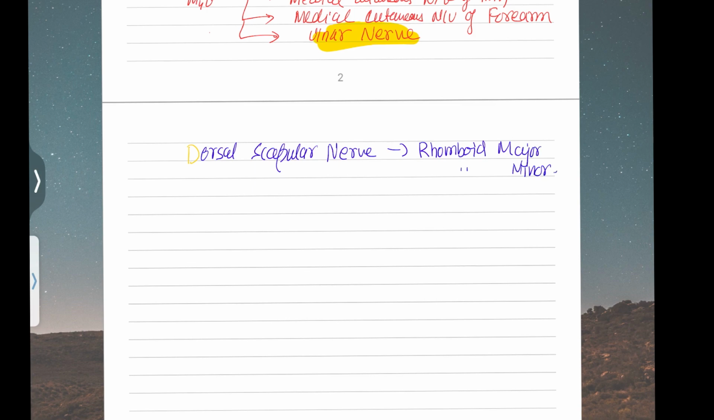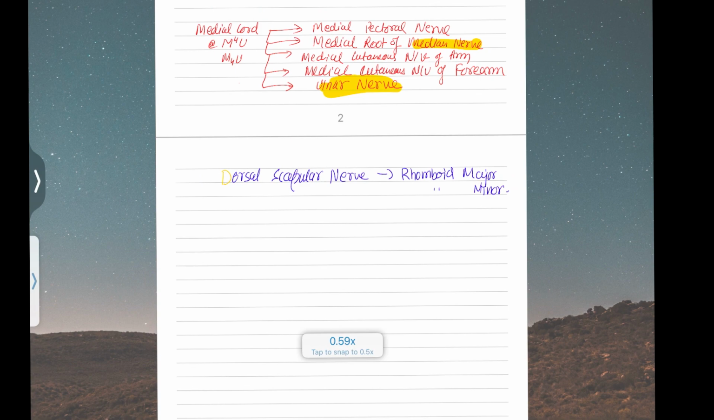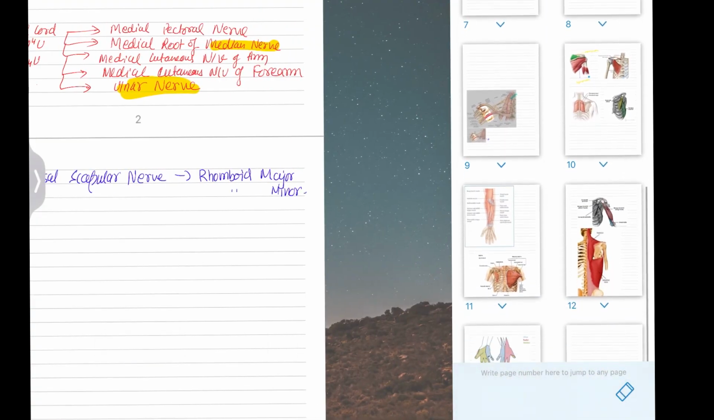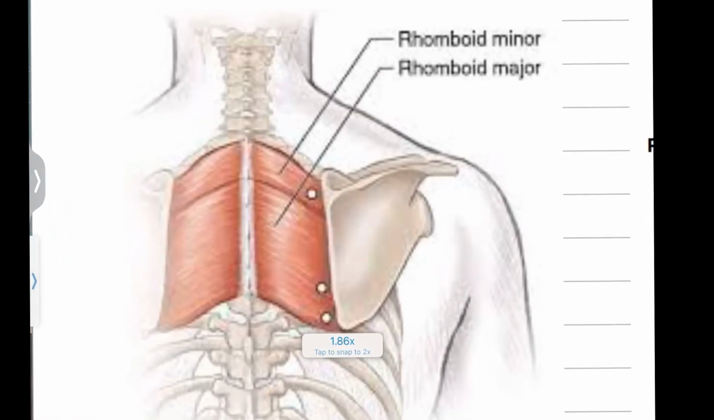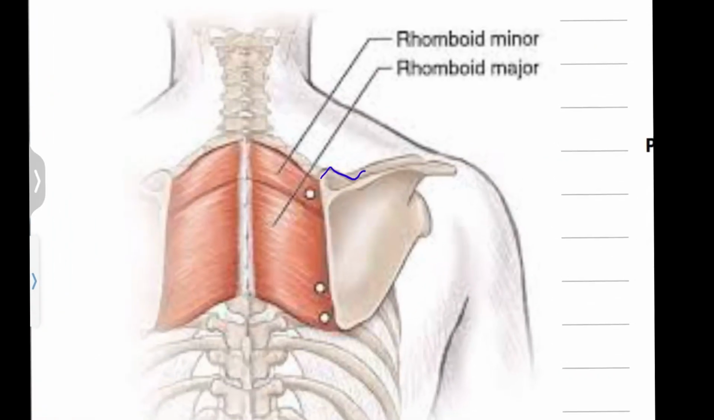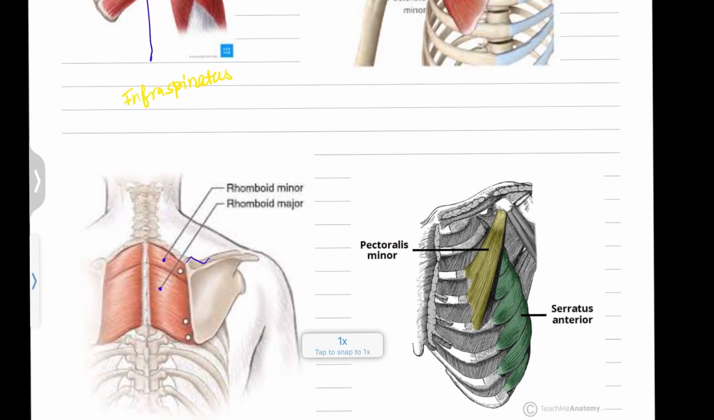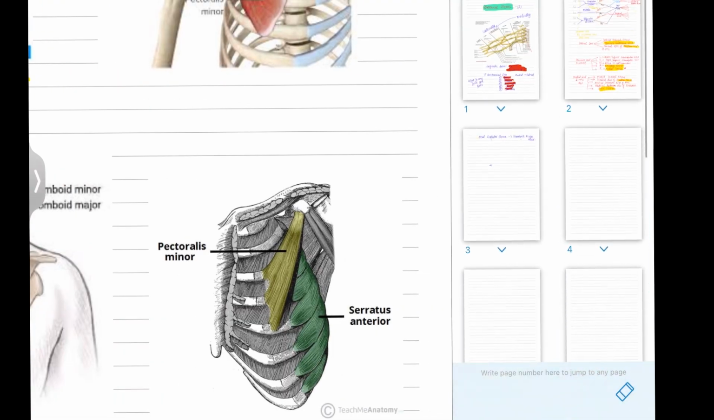So where are these muscles located? If there is your scapula, let me show you. I have brought that picture, yeah, there it is. So see, this is your scapula and you are looking at it from the posterior view, and this is the rhomboid minor muscle and this is the rhomboid major muscle. So the dorsal scapular nerve is going to supply these muscles only. Okay, and now we will move again.